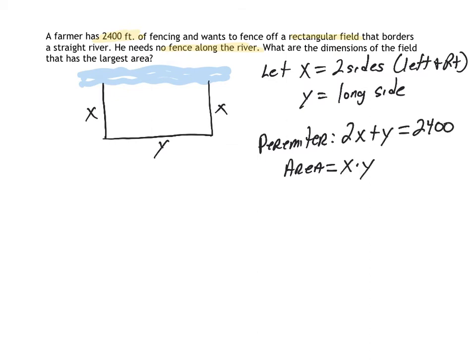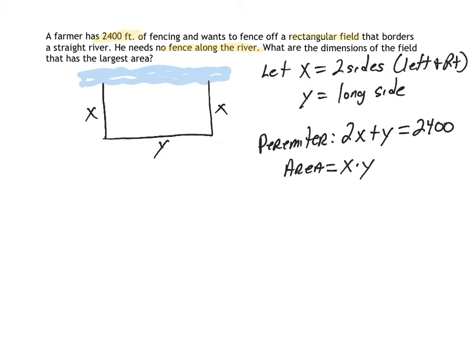Okay, welcome back. Here's what you should have come up with for the perimeter and area equations. For our perimeter, we have 2,400 feet of fencing to use, and we're going to use it on 2 x's and a y. So 2x plus y equals 2,400. The area is x times y. Now at this point, I'm going to have you pause this, and I want you to put those 2 equations together so that you can maximize the area.